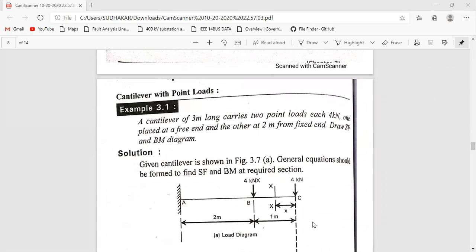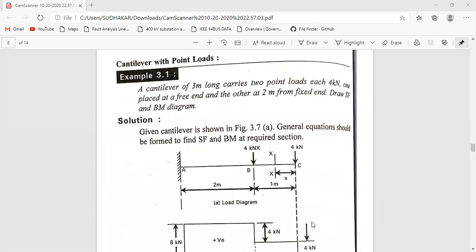This is the point load. These are the examples, just have a look at these examples here. A cantilever of 3 meters long carries 2 point loads, each 4 kilonewtons, one placed at the free end, the other at 2 meters from the fixed end. Draw shear force and bending moment diagrams.